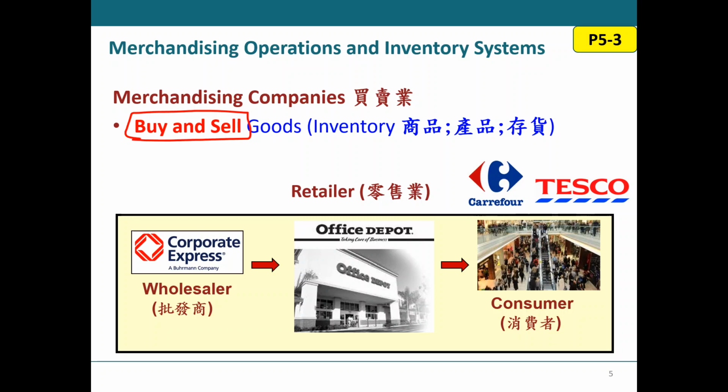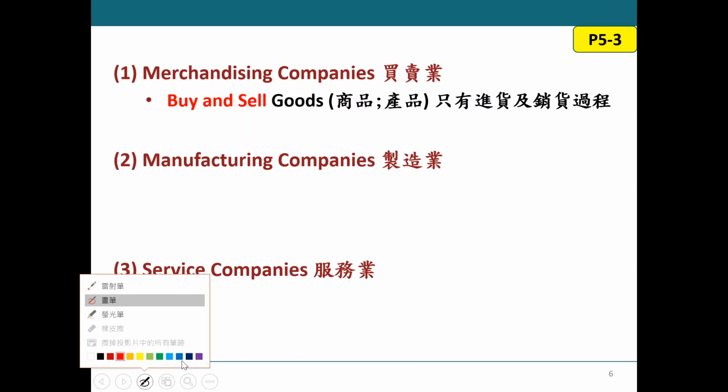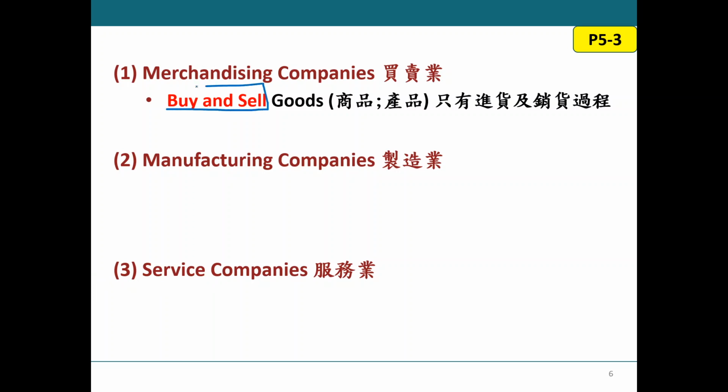We only focus on merchandising companies because, actually, there are 3 major different industries. So what else except merchandising company, 买卖业? A merchandising company, 买卖业, as I've mentioned, only buys and sells inventory, right? So what does it mean? You just buy inventory and you sell the inventory directly. You don't do anything on your inventory.